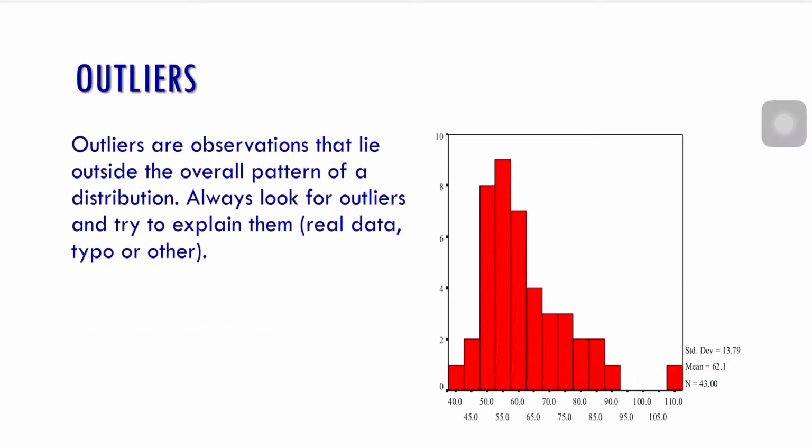And outliers are observations outside the overall pattern of the distribution. We should always try to explain them. They show the real data and the type and form of the data. It can help us to solve problems.